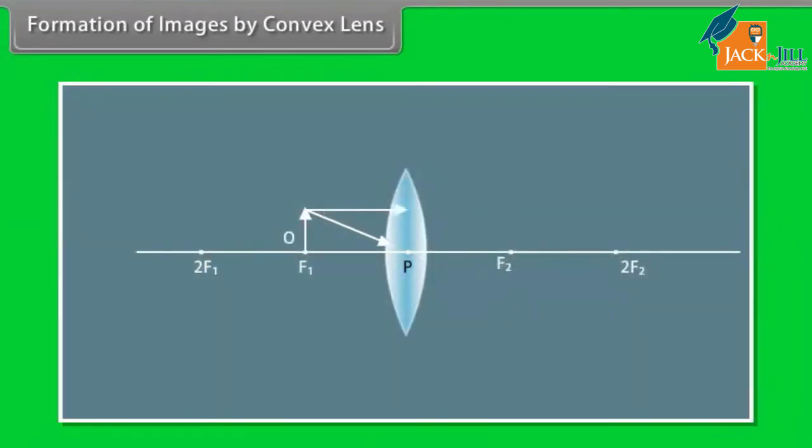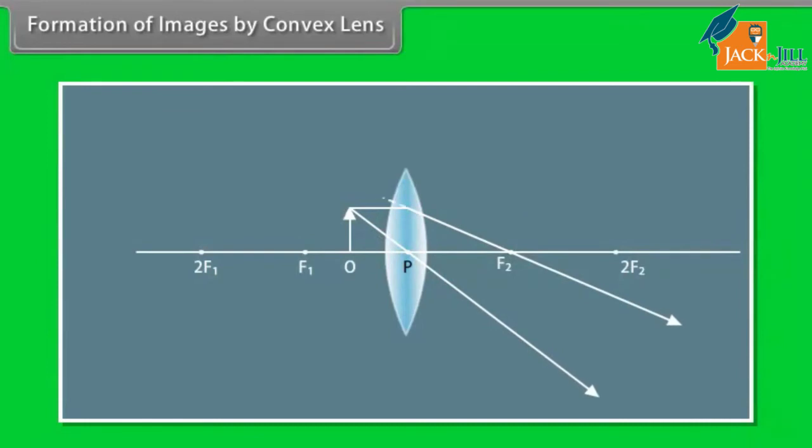When the object is placed at f, then the image is formed at infinity. The nature of the image is real, inverted and enlarged. When the object is placed between f and the optical center, then the image is formed on the same side. The nature of the image is virtual, erect and enlarged.